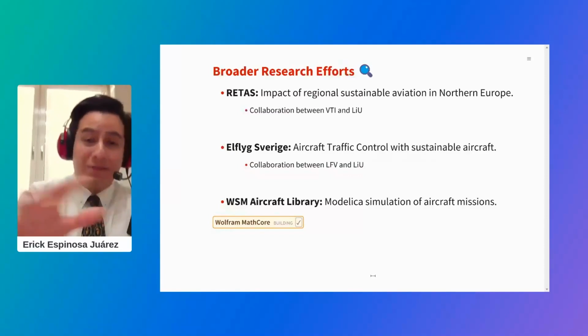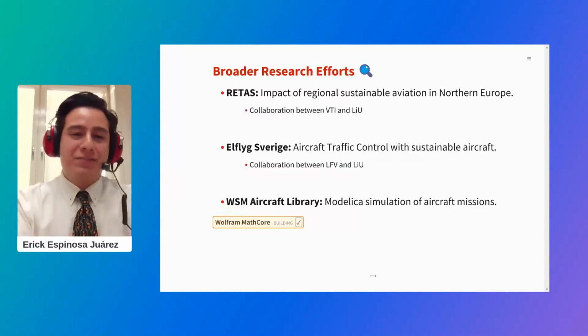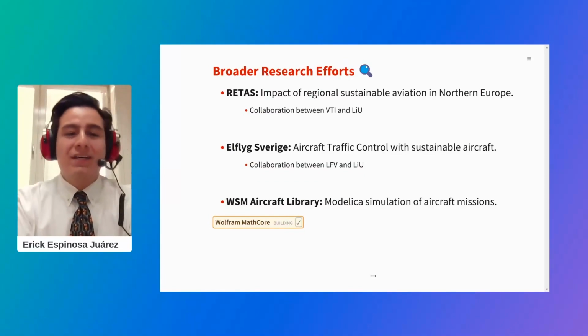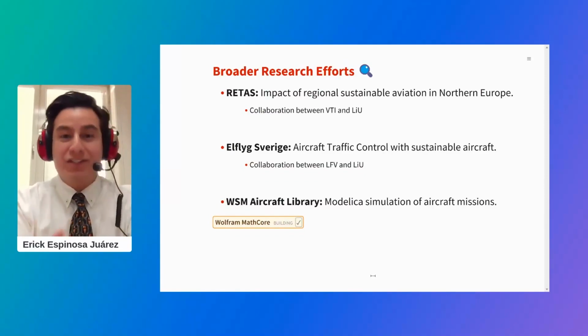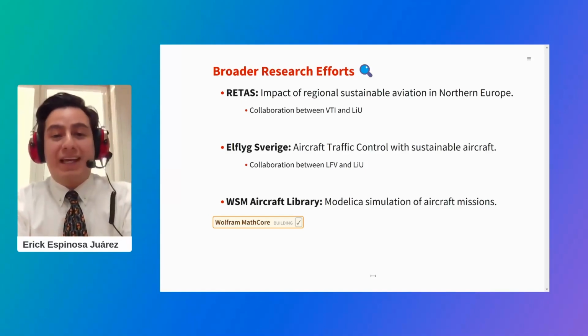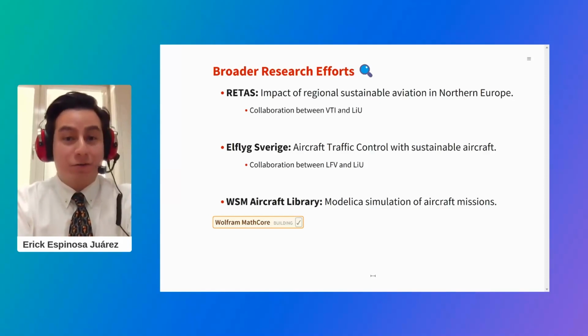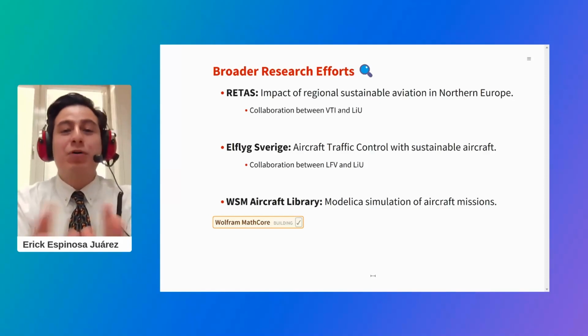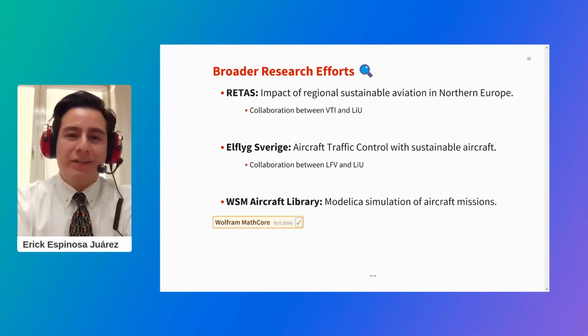Just to frame where this research is being held, it's part of 2 greater projects. One is called RITAS, which is a collaboration between the Swedish National Transportation Institute of Research and my university, LIU. And the other one is with LFB, which provides air traffic control services here in Sweden. They both involve sustainable aviation in Scandinavia. A little bit of it was also done when I was doing my master's thesis here at Wolfram Mathcore, working on the aircraft library.